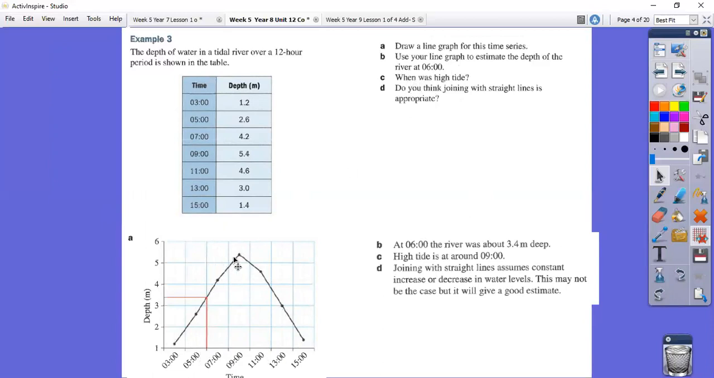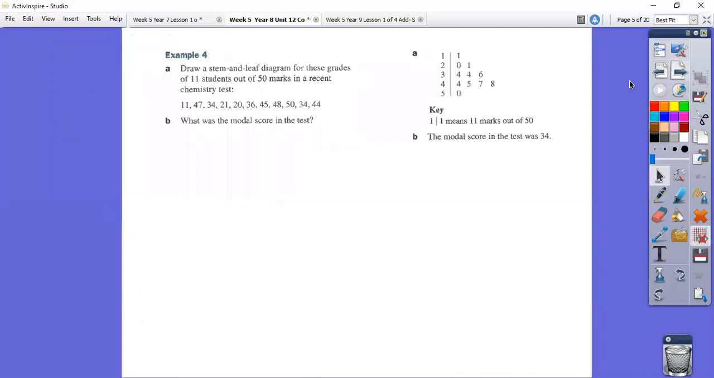When was high tide? So when was the tide the highest? Again, this time you can read from the graph. So the high tide is around 9. And then, do you think joining with straight lines is appropriate? Joining with a straight line assumes a constant increase or decrease in water levels. This may not be the case, but it will give a good estimate. So again, these are just examples.